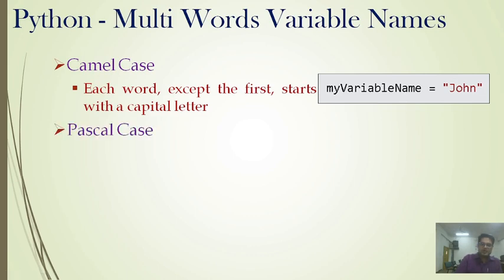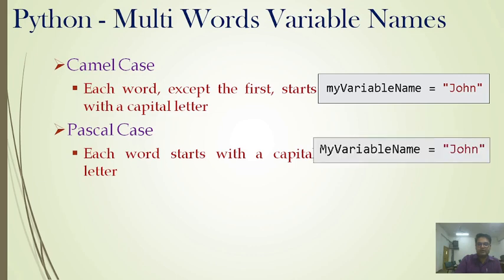Second is the Pascal case. The Pascal case says that each word starts with a capital letter. So you can see now all three words, first my, second variable and third name, have their first letter capital: M capital in my, V capital in variable, and N capital in name. You can also see that there is no space between them. They are written in a continuous form.